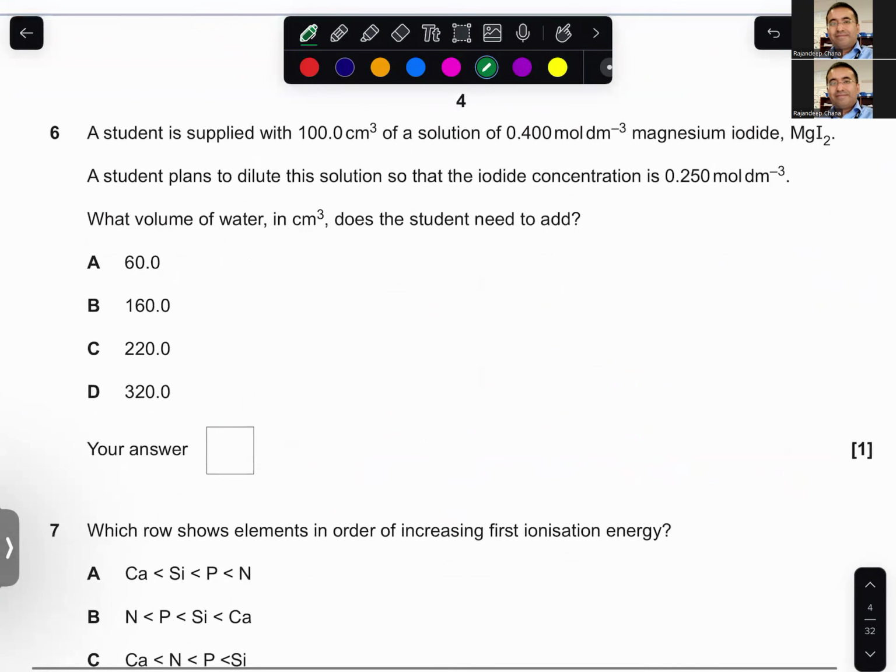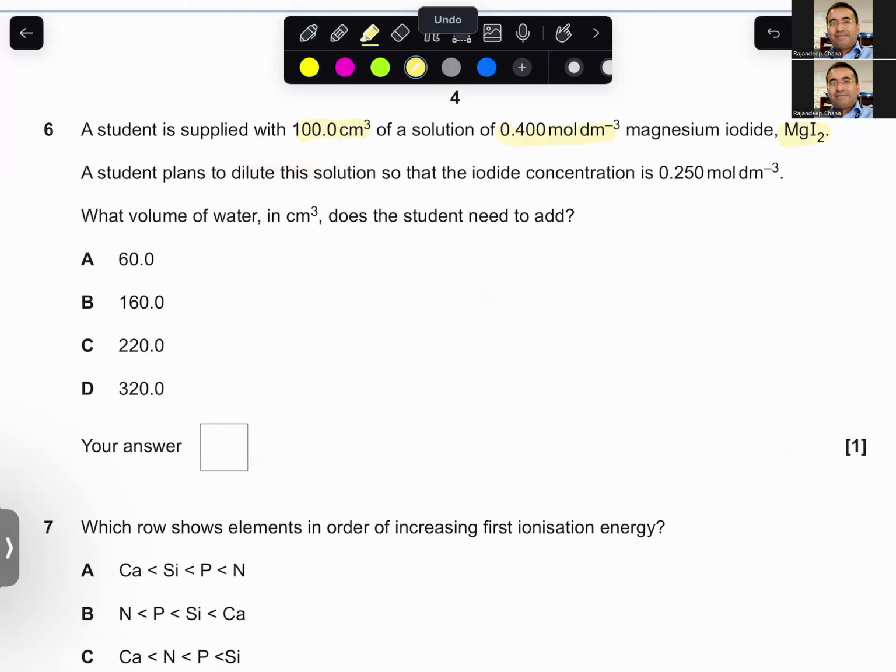Next question. A student is supplied with this volume and this concentration of magnesium iodide solution. A student plans to dilute this solution so that the iodide concentration is this. What volume of water does the student need to add? Let's have a look at this. Let me have a quick think. So you've got that concentration.